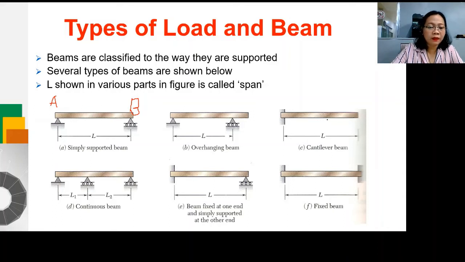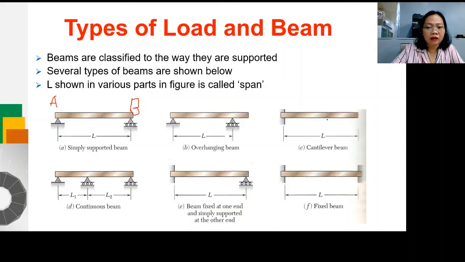So this is a simply supported beam. Both ends are simply supported. So it has a roller and a pin. And this one is an overhanging beam. So naa siya'y overhang. The support, the pin, or the roller support is not at the end. It's in the middle of the length of the beam. And this is a cantilever beam. A cantilever beam is at one point, at one end of the beam, it is supported, it is fixed supported.